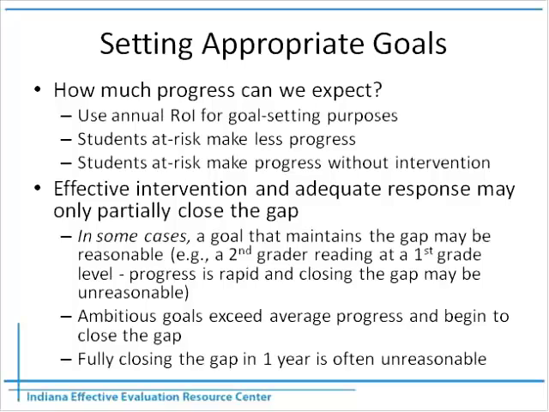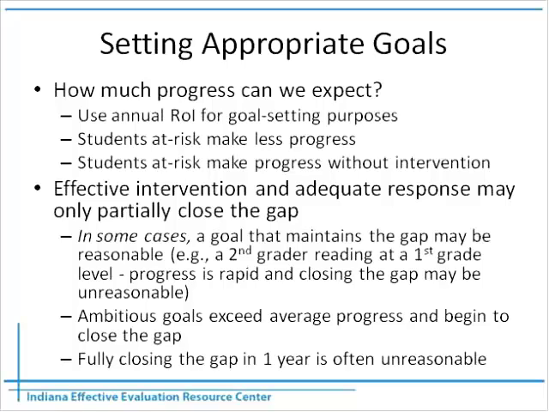Next, effective intervention and adequate response may only partially close the gap, so this is a really important piece to consider. We want to make sure that we're setting ambitious goals so that we will be motivated to deliver the most powerful intervention we are able to, and so the student might make the most progress they are able to make. However, it's important to remember that across 8 weeks or 12 weeks or even across the course of a school year, a student may not totally close the gap between themselves and the benchmark goal. And so we want to consider that when we're setting goals.